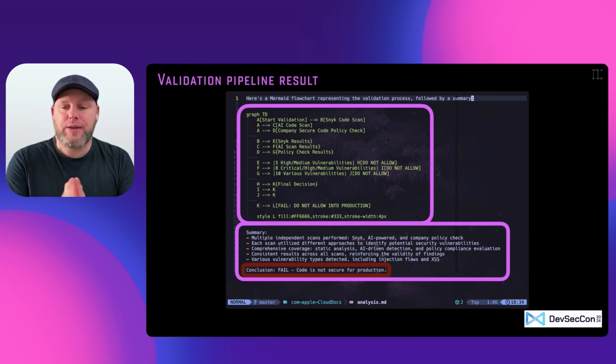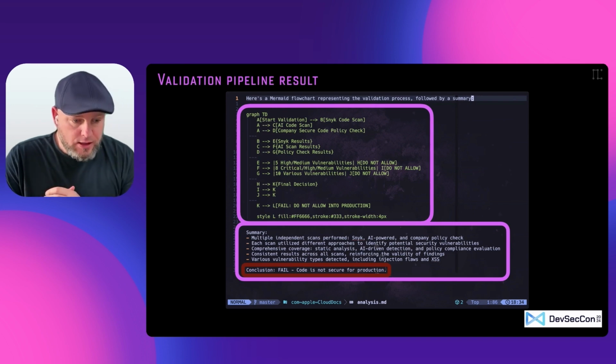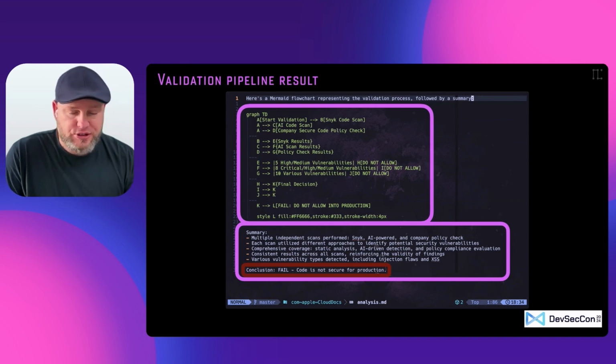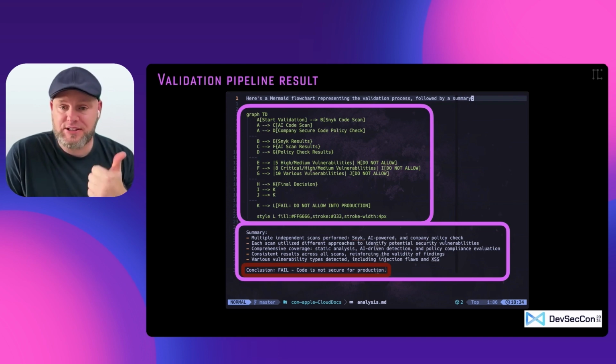Then it gave us specific reasons for why it came up with its conclusion, including multiple scanners used, consistency of results, etc. And then the result, most importantly, it gave the result of fail, not secure for production. And I find it really interesting what it actually said to us here. I mean, multiple independent scans performed.